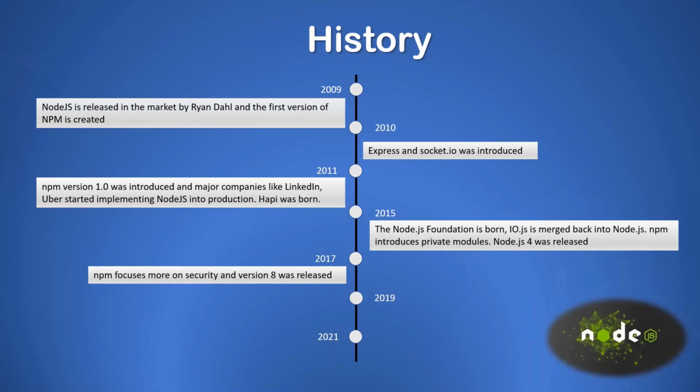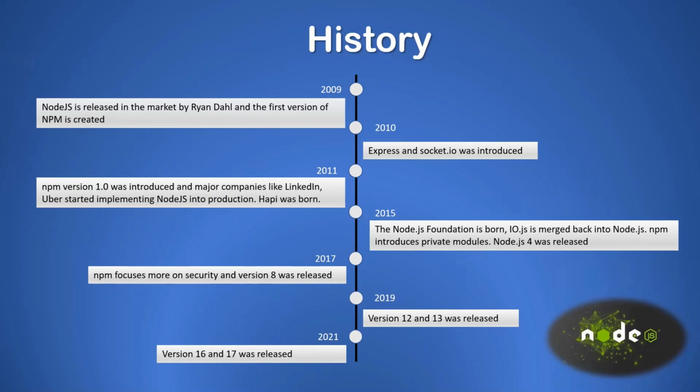NPM in 2017 focused mainly on security, and version 8 was also released during that time. In 2019, versions 12 and 13 were released, and in 2021, versions 16 and 17 were released. This is about the history of Node.js.